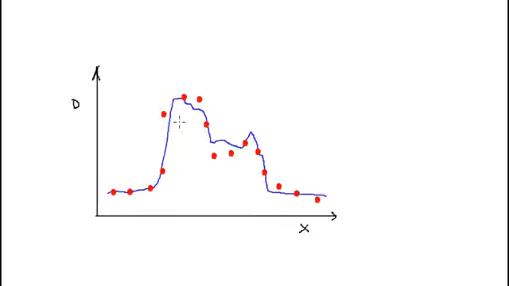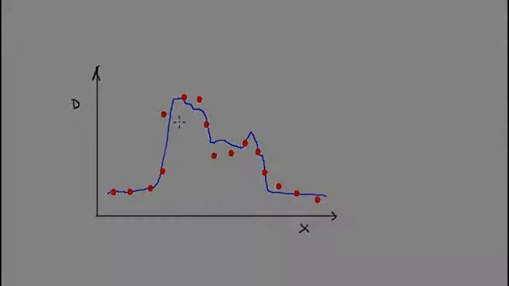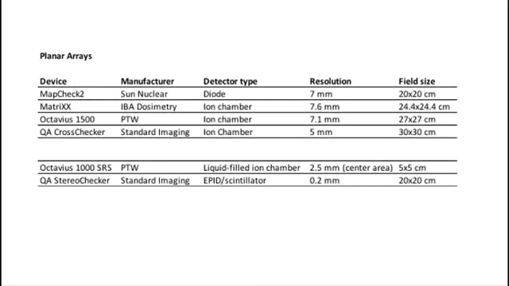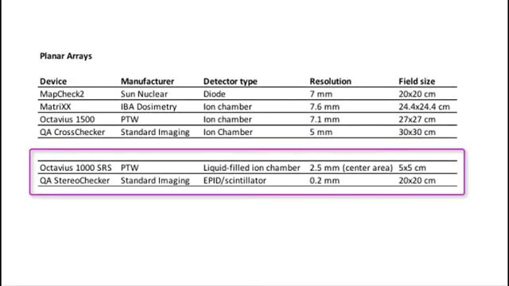Another option is that you can buy specialized array devices that have slightly higher resolution, and here are a couple of those, and those will give you immediate readouts, and again those would go in some sort of phantom.